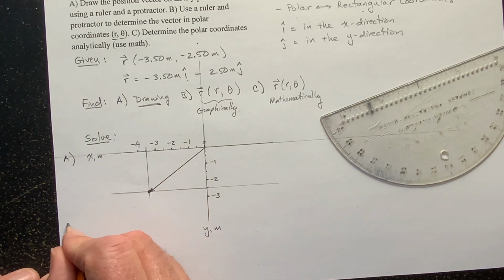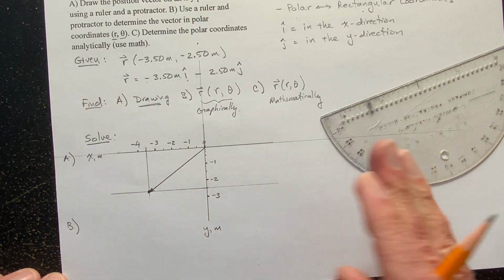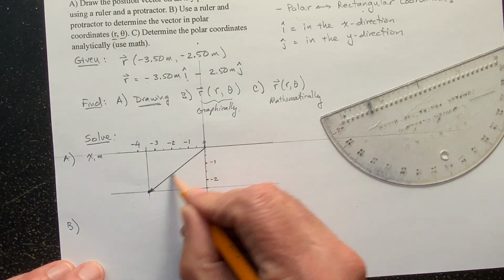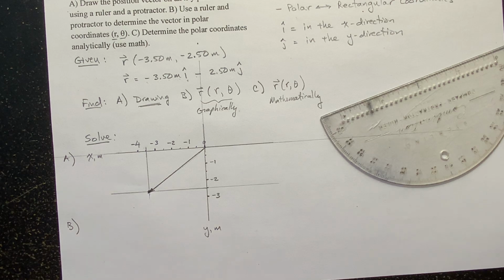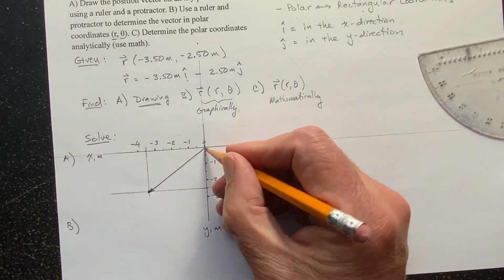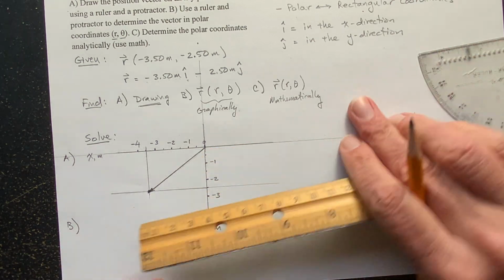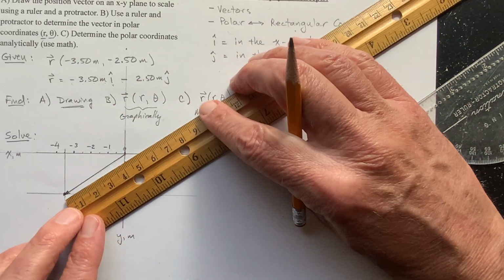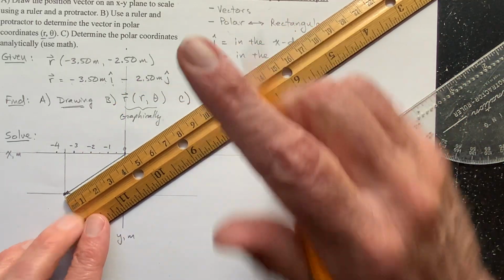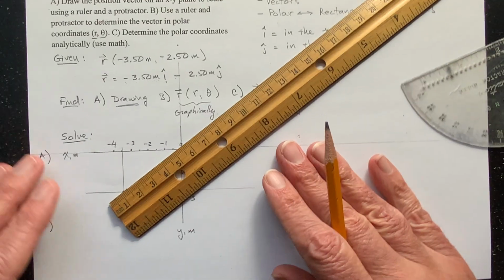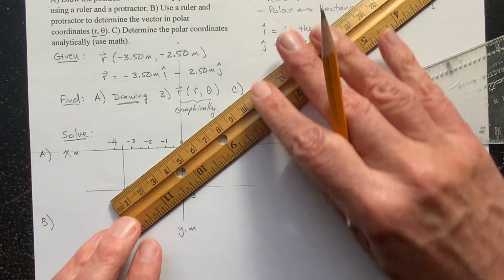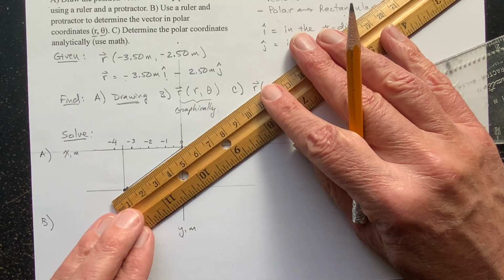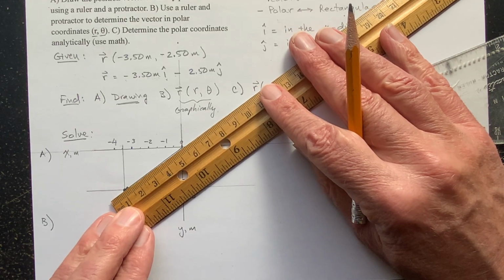Now for part B, let's measure what R is. So R is just the length of this arrow, right? That's how far from the origin my point in space is. So let's do that. Now this is kind of awkward, isn't it? Because see the way this ruler is cut off right here. So what I'm going to do is just use the 1 and remember that I'm starting my measurement there.